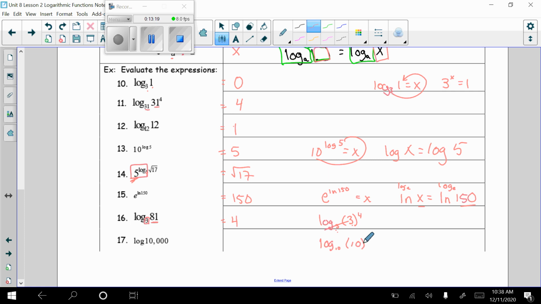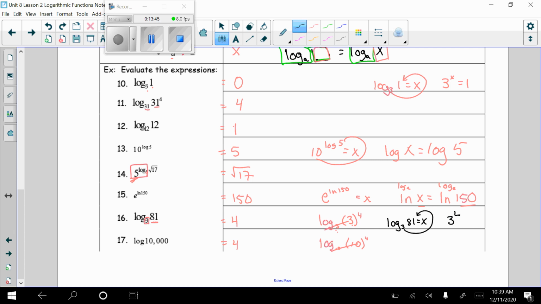10,000 is 10 to the 4th power. All right, and so these cancel, and my answer is once again 4. If that step confuses you there, your other option is to once again rewrite this as an exponential equation. So set it equal to x and then convert it.